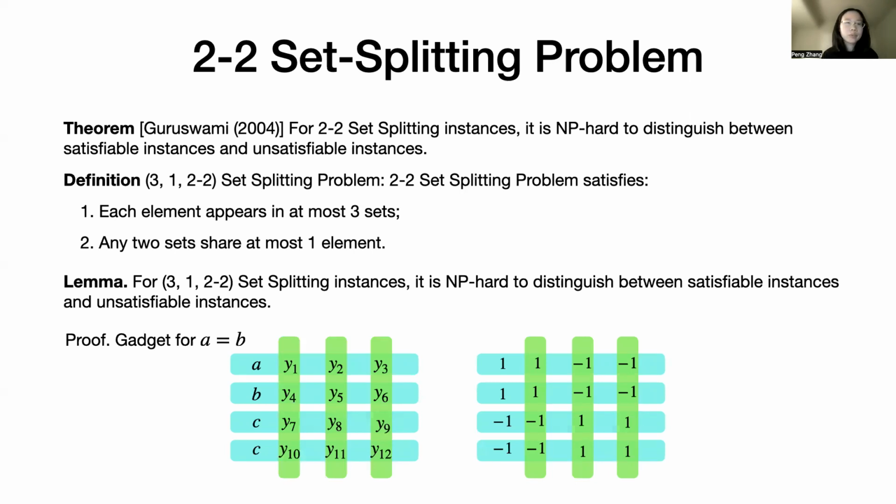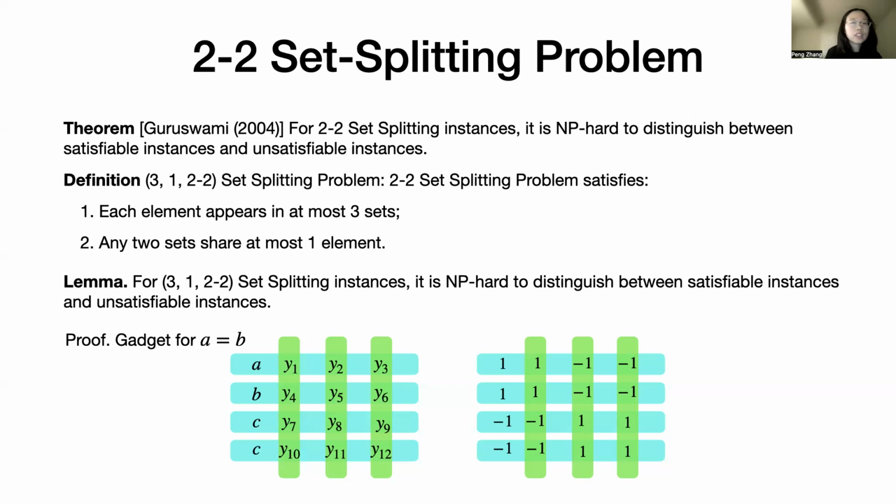For any 2-2 set splitting instance, we can convert it to a 3-1-2-2 set splitting instance by using this gadget that forces 2 elements to be equal. Okay, first we can check that this assignment satisfies all the 3 sets in this gadget. And in this assignment, element A equals element B.